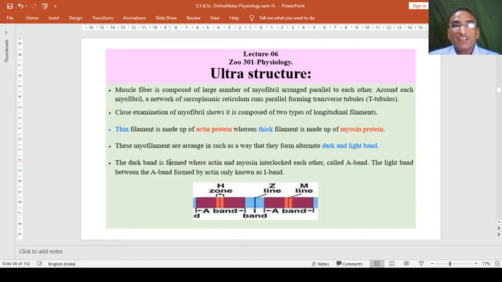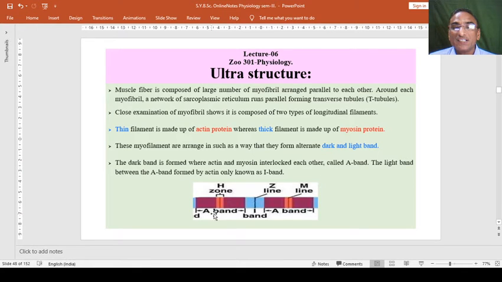These myofilaments are arranged in such a way that they form alternate dark and light bands. Because of these dark and light bands, the tissues are known as striped muscles or striated muscles. The dark band is formed where actin and myosin interlock each other, called the A band.